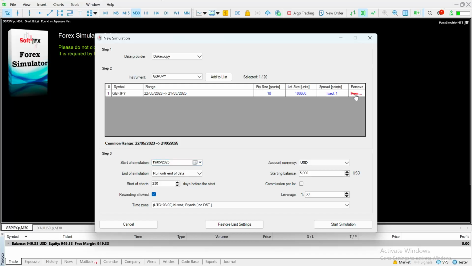And we want... should we trade JPY? Well, let's do that this time. Okay, let's do that. 1905. Okay, let's go. Yeah, start simulation.